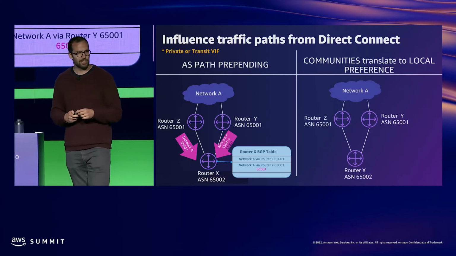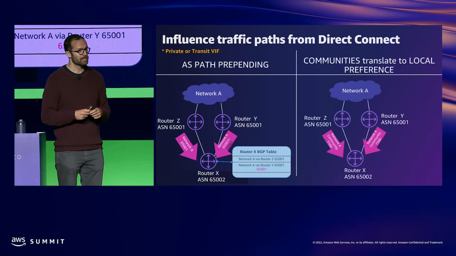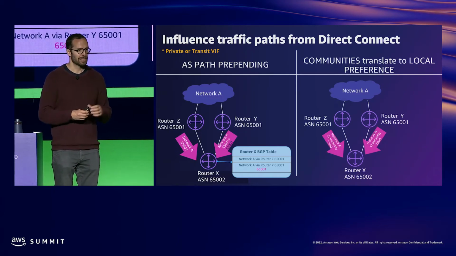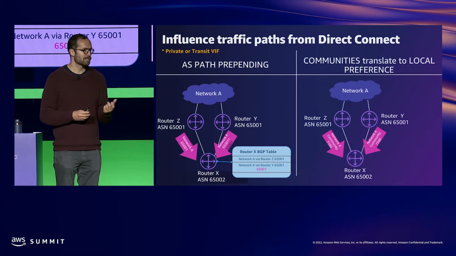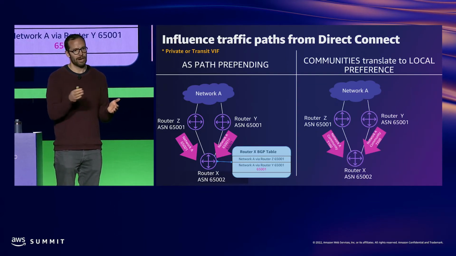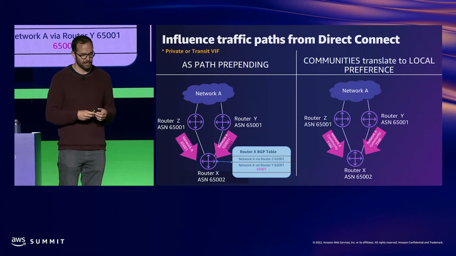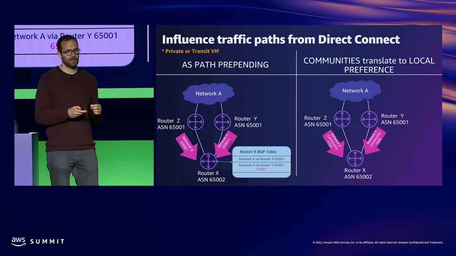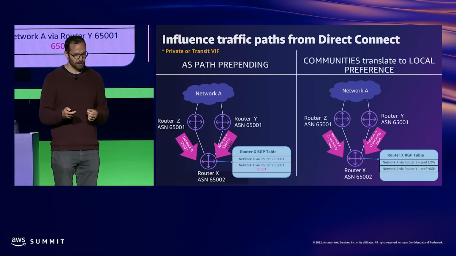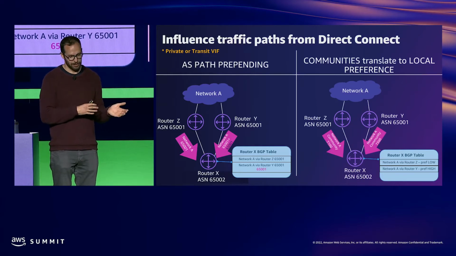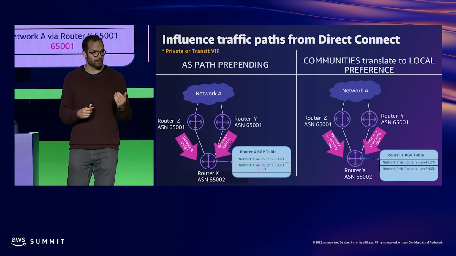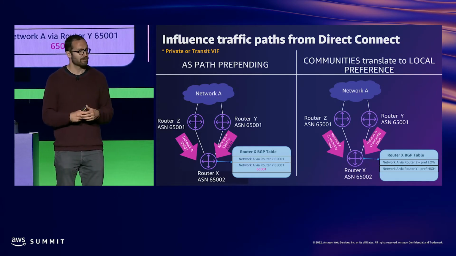Now with communities and local preference, the way this works is each router would send a community when it's advertising a route. And that community is something that's documented on our documentation page. You can look at what community maps to what local preference. But 7100 would map to low preference, 7300 would map to high preference. So when we receive those communities, we would configure our local preference on our end to say that traffic to network A through router Y has high preference, through router Z is low preference, so we prefer router Y.